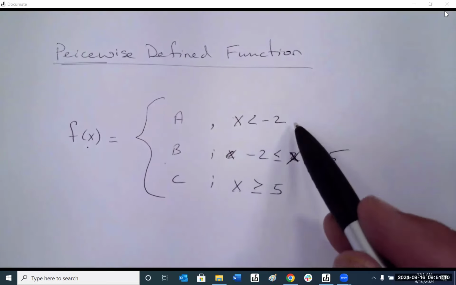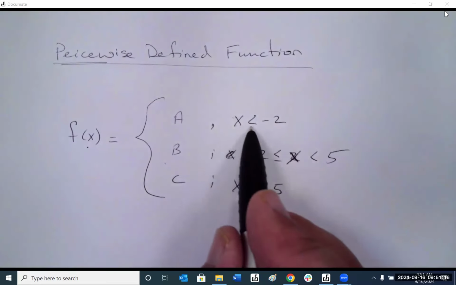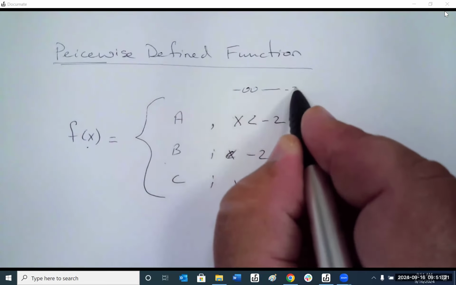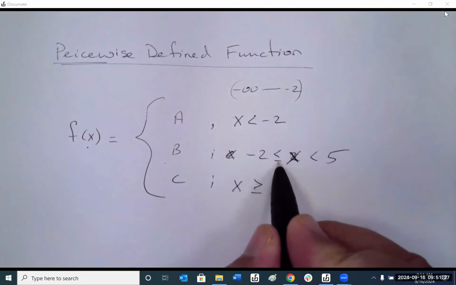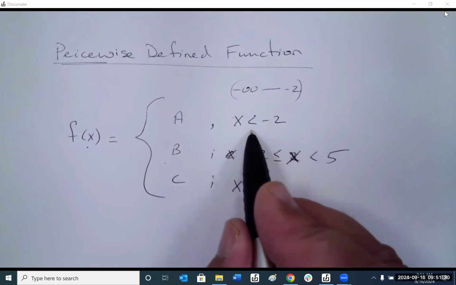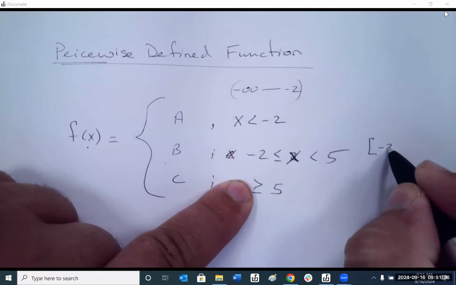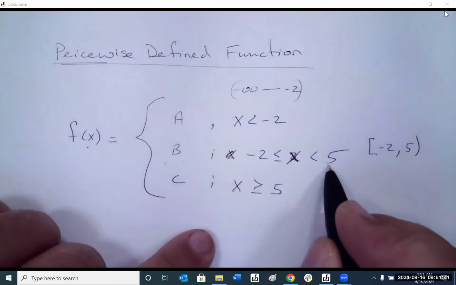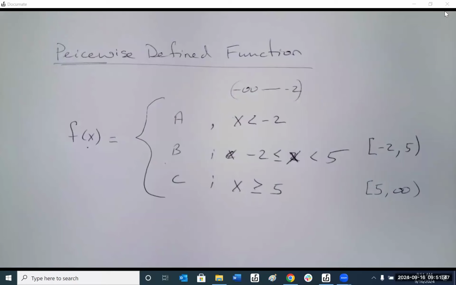This is an example. Notice how all the x's are connected. This is x less than negative 2, so it goes from negative infinity all the way up to negative 2. But you cannot use negative 2 since it's not equal to. The next one in the middle starts off at negative 2 and goes all the way to 5. But I can't use 5. And the last one starts off at 5 and goes to infinity. You see, all the x's are allocated there.